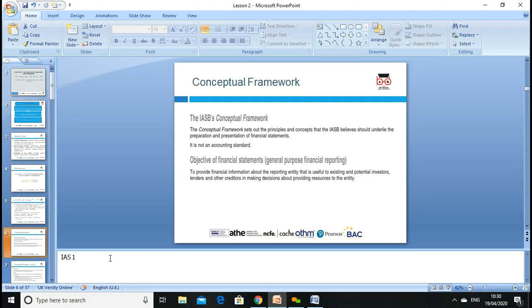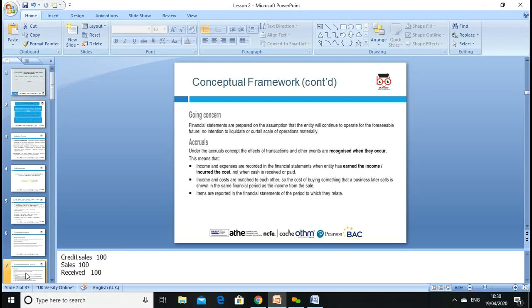Otherwise, we have a local standard in different parts of the world. Every country has a local accounting standard according to local needs. So we prepare accounts on the basis of the going concern concept. Going concern means the business will carry on as a normal activity for the unforeseeable future.